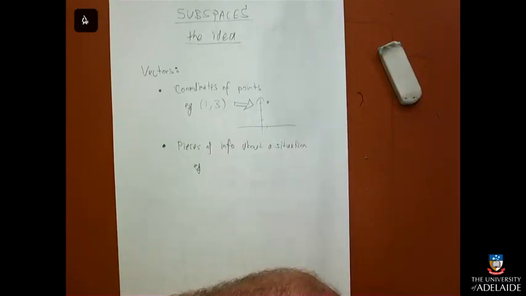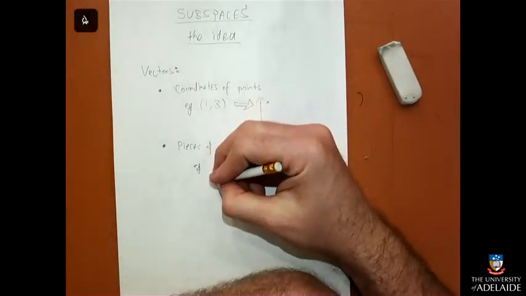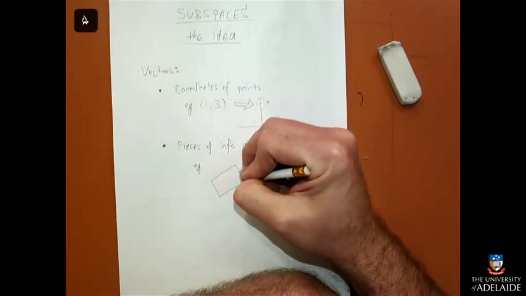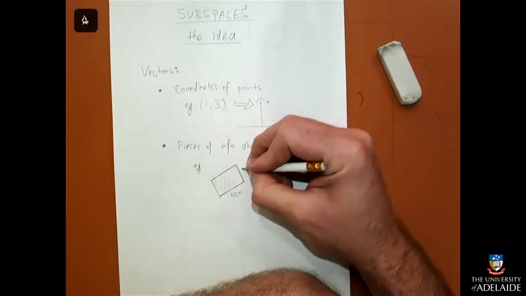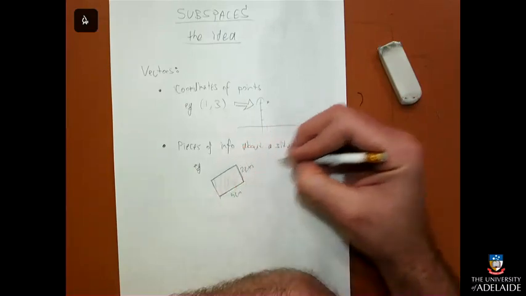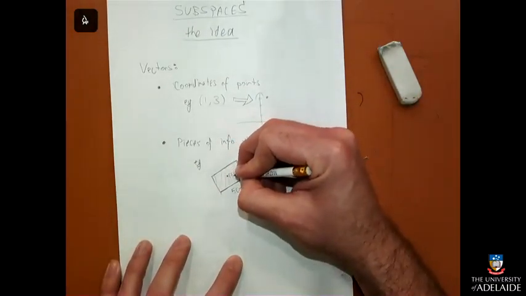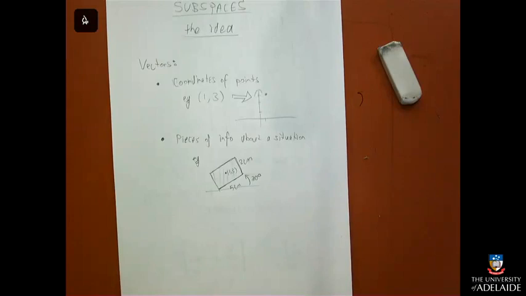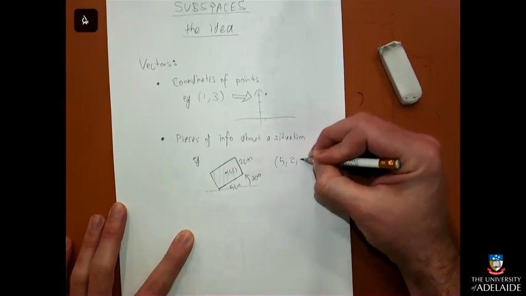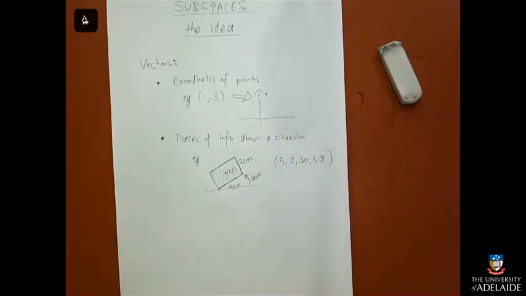For example, a rectangle drawn on the page could have any number of bits of information about it. It might be 5 centimetres one direction, 2 centimetres the other, 30 degrees rotated, and be centred on the point 1, 3. So I could create a vector that's like 5, 2, 30, 1. 5 bits of information about that rectangle could be represented as a vector with 5 numbers in it. Right, that's the basic idea.